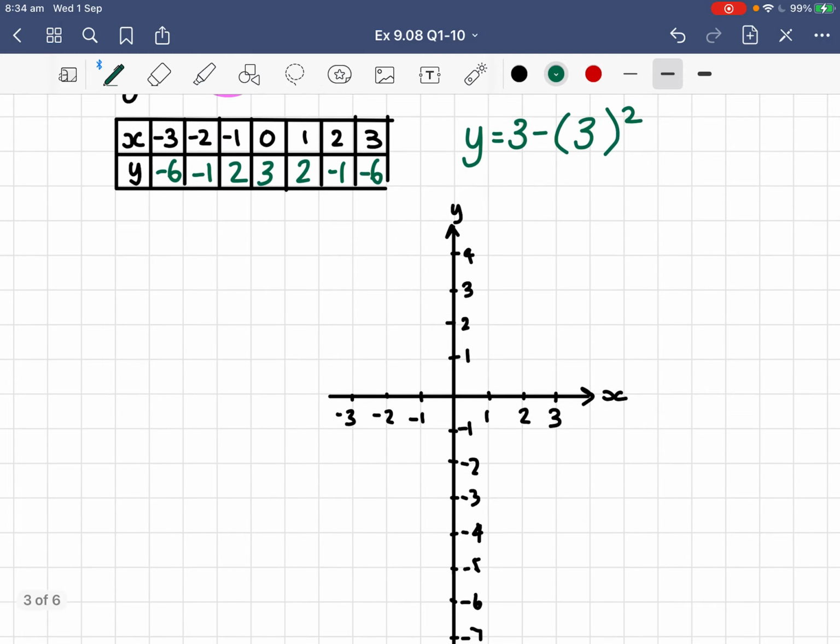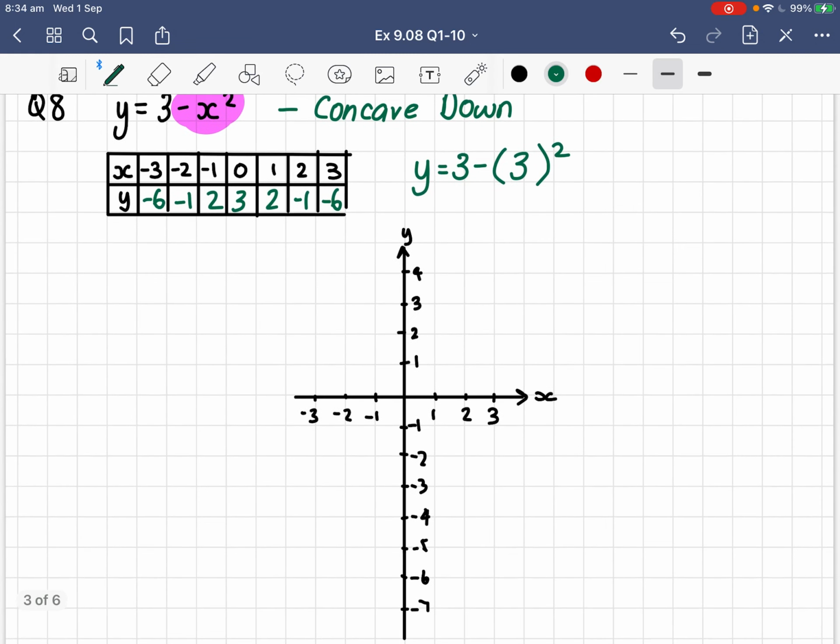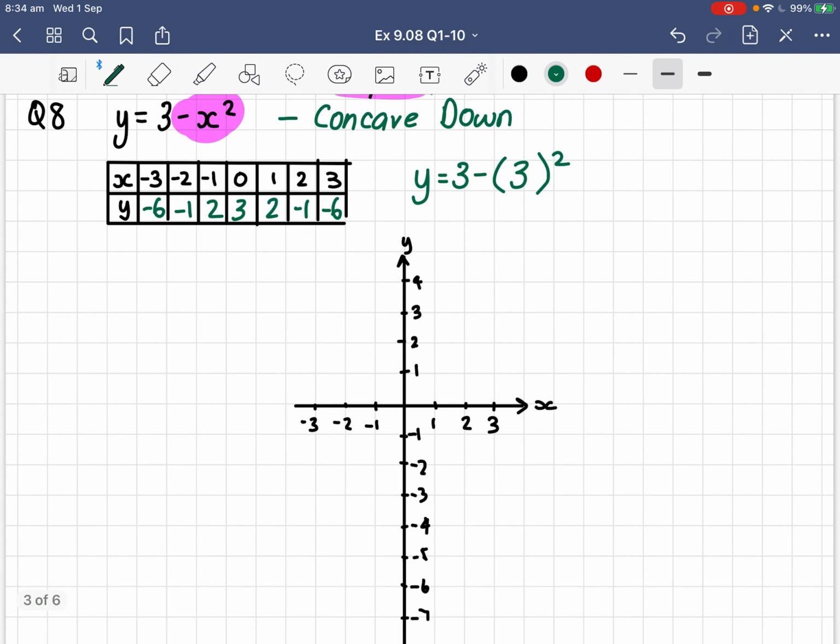Now we want to draw up our number plane, and for our number plane we want our x values to go from -3 to 3, and then we want our y values. Our smallest y value is -6, and our largest y value is 3. So we want it to go from 3 to -6, but I like to do an extra point either side as well. So now we want to plot these points.